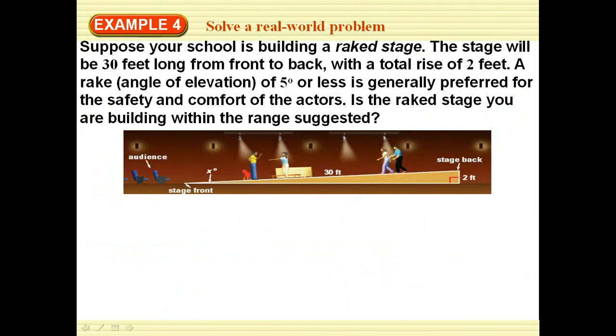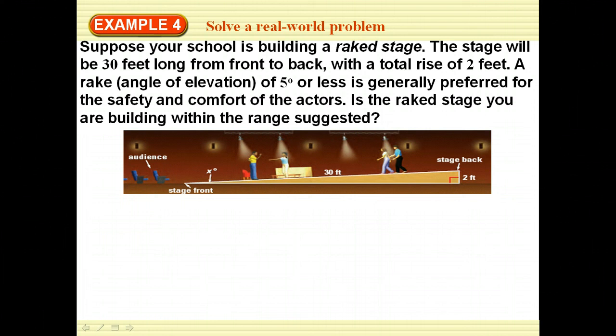Suppose your school's building a raked stage. The stage will be 30 feet long from front to back with a total rise of 2 feet. A raked stage is a stage where the back side is taller than the front, so the audience members can see people standing in the back a little bit better. A raked angle of elevation of 5 degrees or less is generally preferred for both the safety and the comfort of the actors. Is the raked stage you're building within the range?